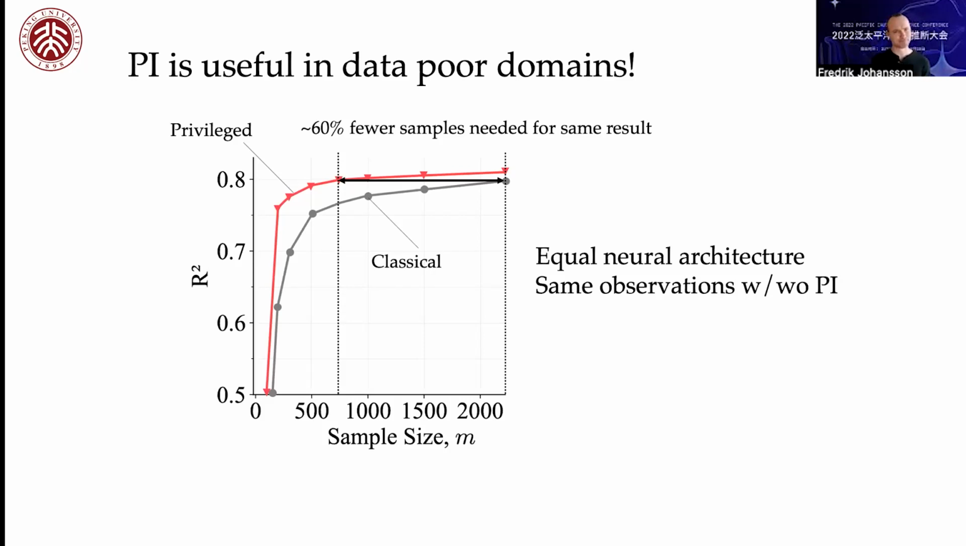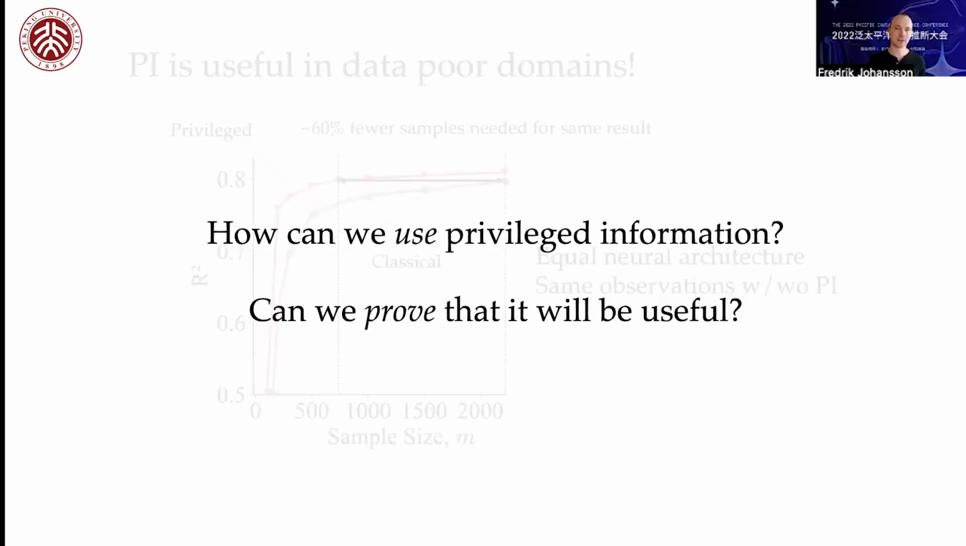And so this is what we'll talk about today. How do we best make use of privileged information to get this kind of efficiency gain? And this can be useful for estimating causal effects, for example. But can we also prove that it will be useful a priori, or at least can we identify conditions where we should expect privileged learning to be preferable to classical learning? And here we'll use some assumptions inspired by causality instead.